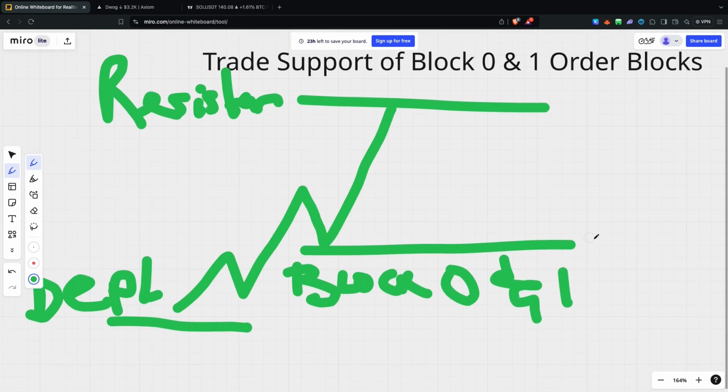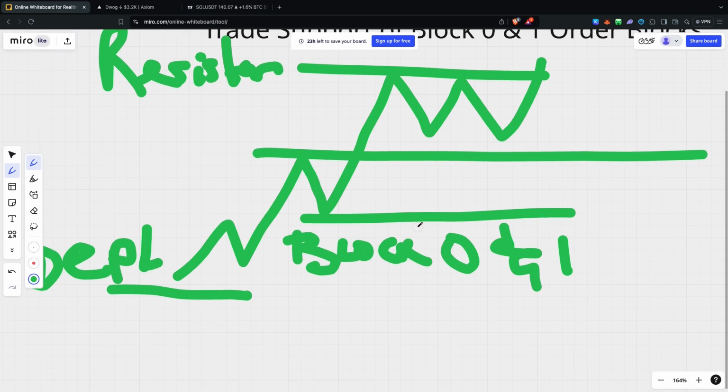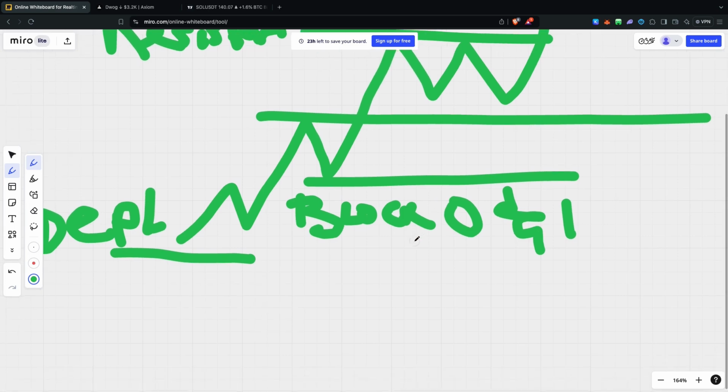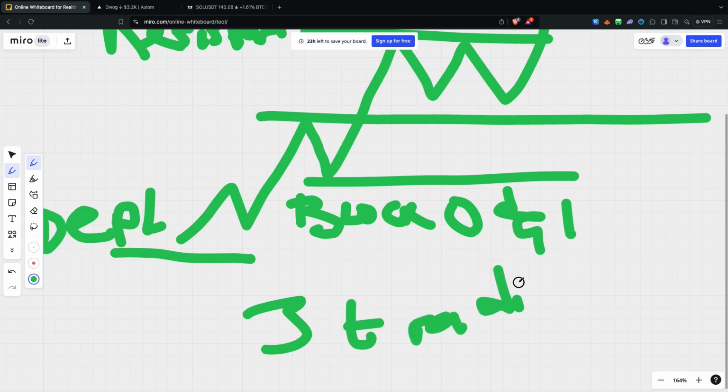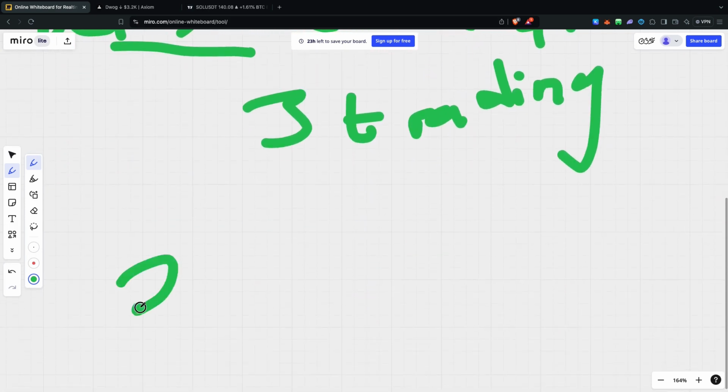Find out the order block before a continuation of a pump. If you figure out where the order blocks are in terms of your support and your resistance, then you're going to be able to trade the support. So with this method, you are for the most part only going to get 3 trading opportunities, and the lifespan of these trades is most likely going to be about 250k.